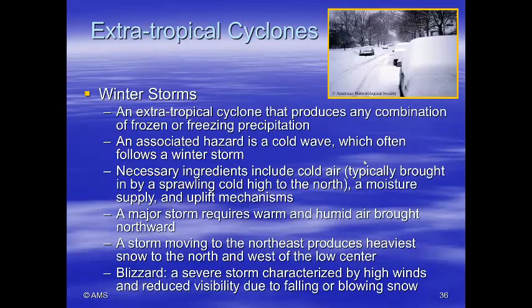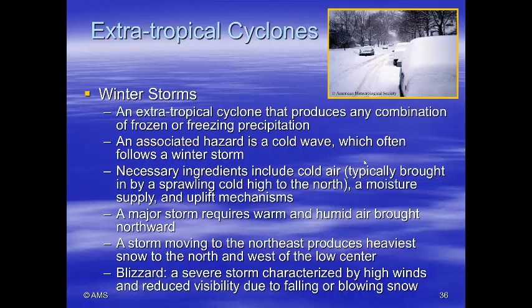If we look at the winter storms, they are extratropical cyclones that produce any combination of frozen or freezing precipitation. And an associated hazard is a cold wave, which usually follows the storms. The necessary ingredients for these winter storms include cold air, typically brought by a sprawling cold high to the north, a moisture supply, and an uplift mechanism.